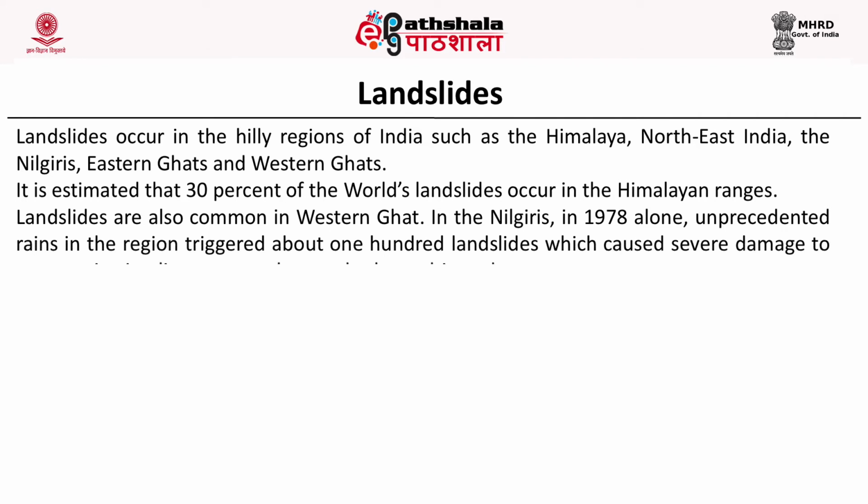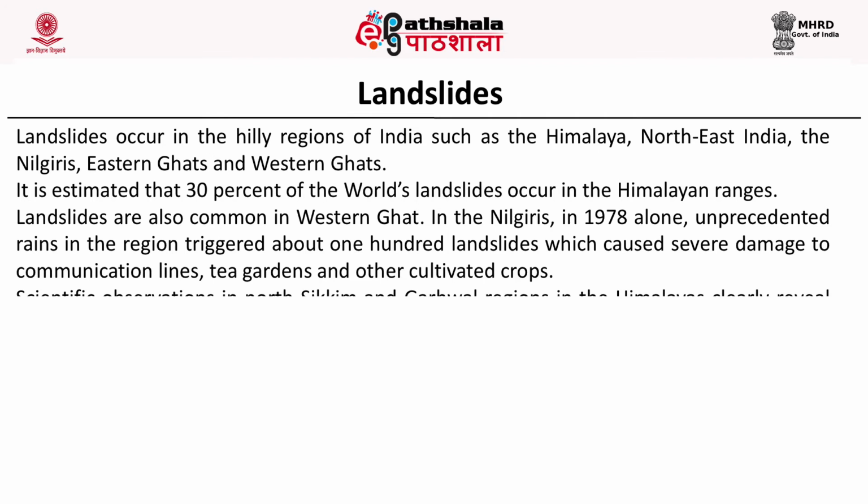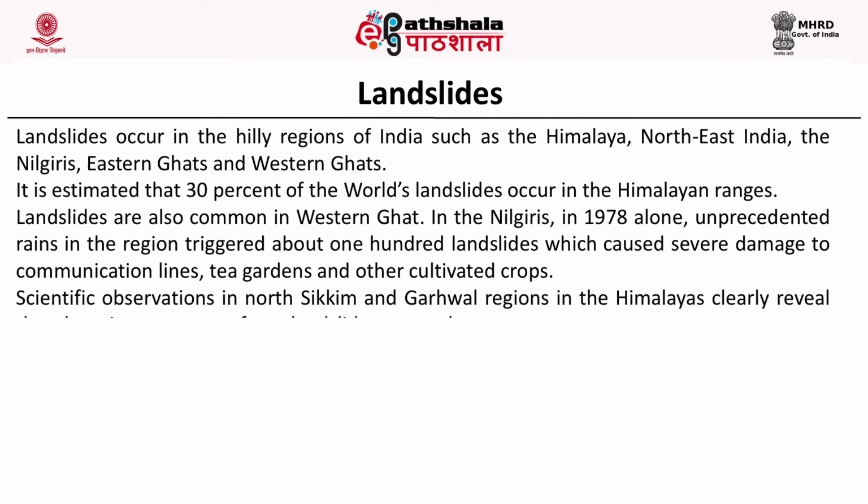In the Nilgiris, in 1978 alone, unprecedented rains in the region triggered about 100 landslides, which caused severe damage to communication lines, tea gardens, and other cultivated crops.